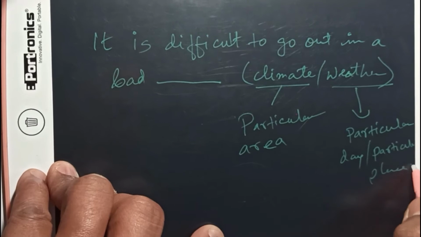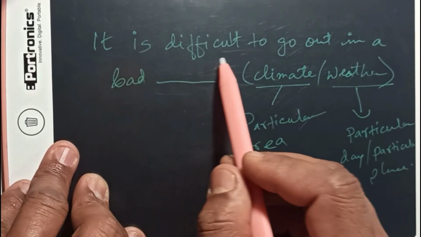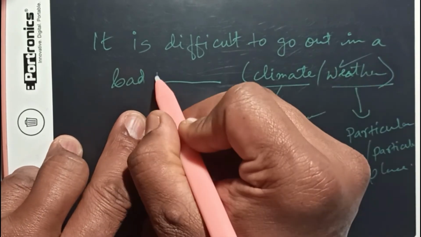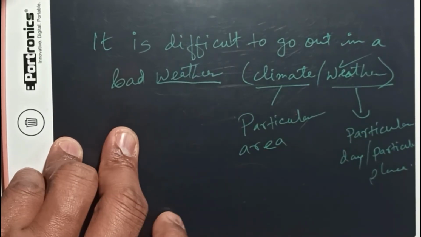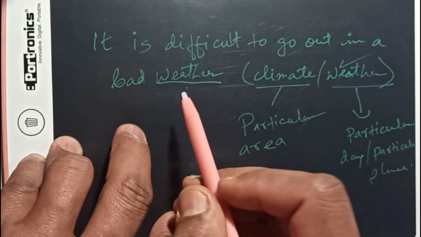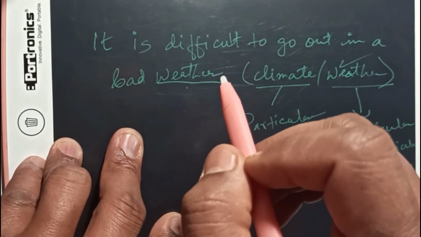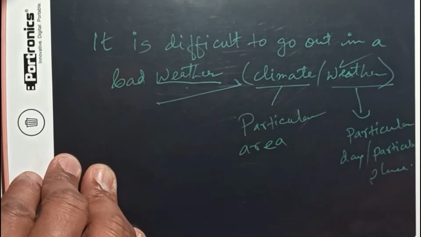Okay, so "it is difficult to go out in bad weather" is our correct answer, because we are not talking about any climatic condition, but the weather condition of a particular day of a specific small or smaller place. Okay, so that's why it is weather.